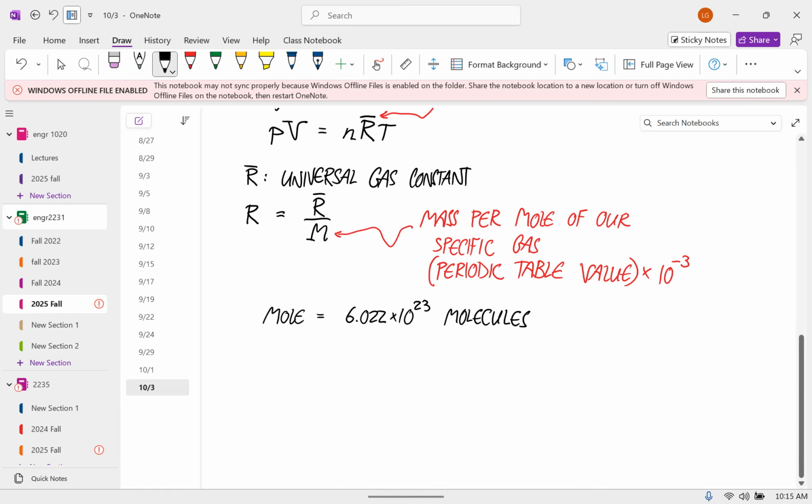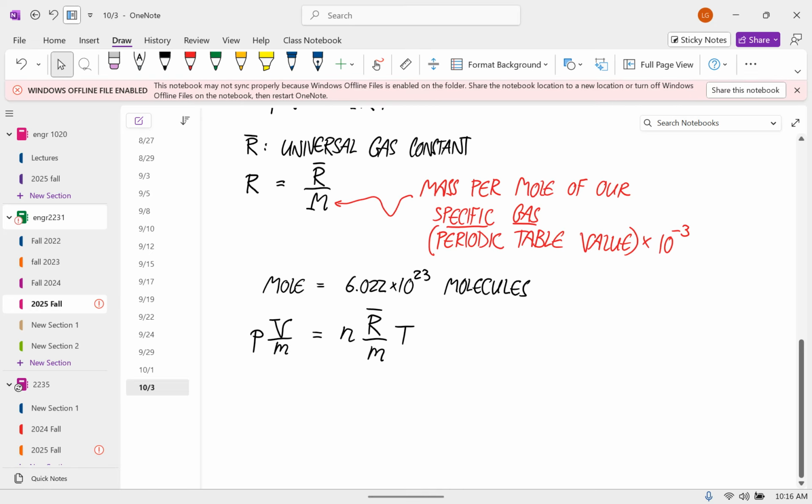Okay, so if we make this substitution of our specific gas constant, we can think of this as PV over M is equal to N times R bar over M times T. And then this turns into P little v, because the total mass divided by the number of moles cancels with the per mole basis here, and we get RT. So this is the form that we're going to use. We don't have to know the number of moles, but the downside is we have to figure out what that is for each substance that we use.